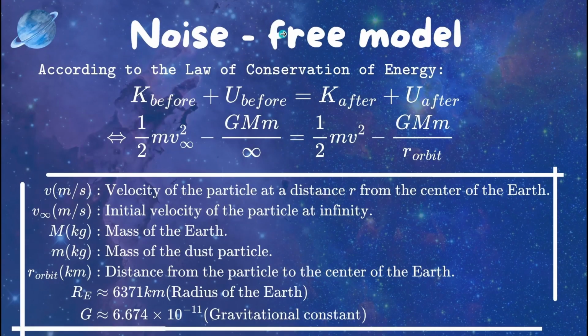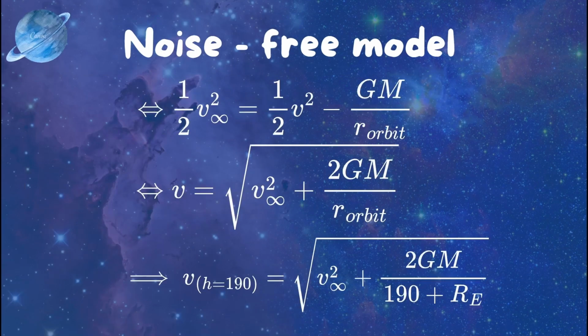We use the law of conservation of energy. We can see the quantities and their units in the table. The kinetic and gravitational potential energy at infinity must equal the kinetic and gravitational potential energy at our 190 km starting point. By solving this equation, we get our first key formula. This gives us the particle's velocity at 190 km.